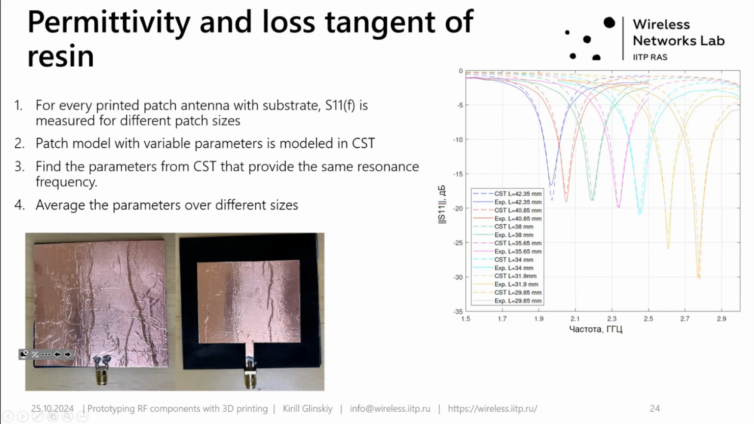After that, we modeled each of these antennas with different patch sizes in our simulation studio. We used the optimization tool of CST to find the material permittivity that would provide the same resonance frequency. So we fitted the curves from CST to our experimental data. Finally, we averaged the parameters of the different runs to obtain the final value of permittivity for our specific frequency.